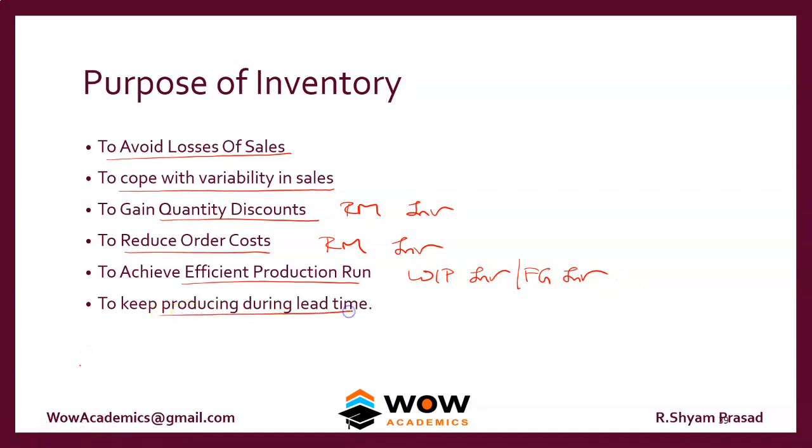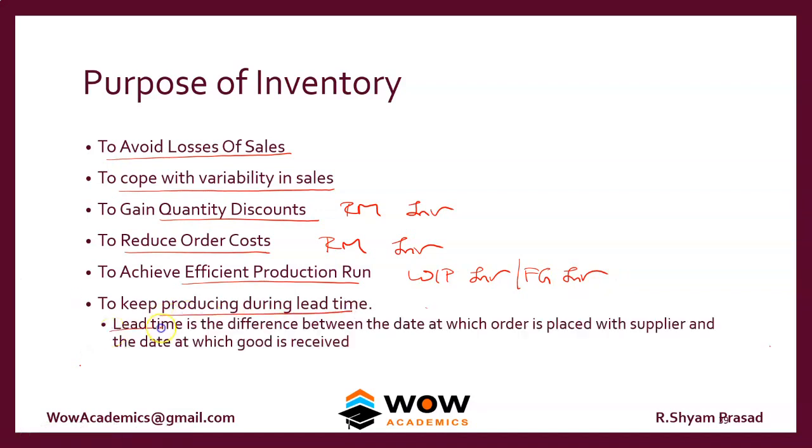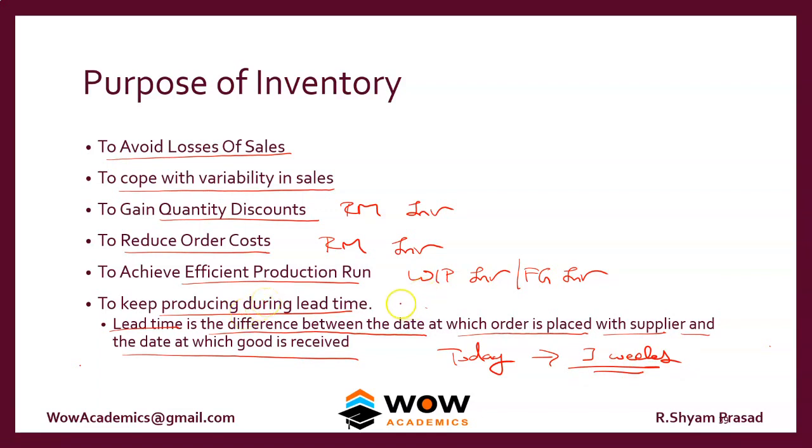To keep production going during lead times. Lead time is the difference between the date at which the order is placed with the supplier and the date at which the goods are received. So if you order today and we receive the goods 3 weeks later, then the 3 weeks becomes the lead time. So how will we keep producing during the 3 weeks? We have to have a raw material inventory. With that raw material inventory, we can keep producing the goods.